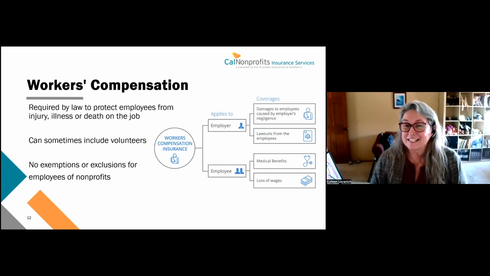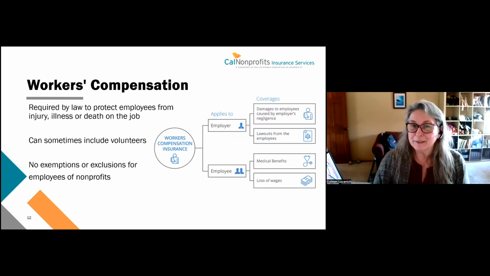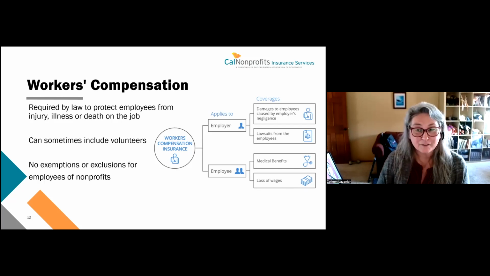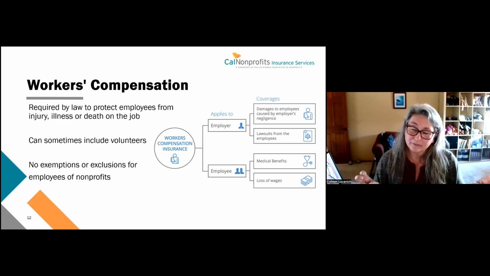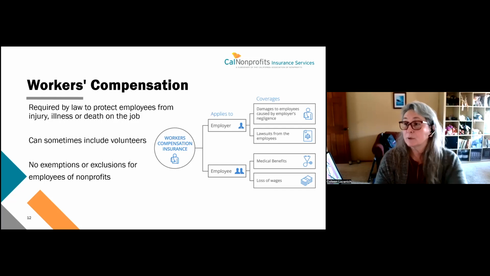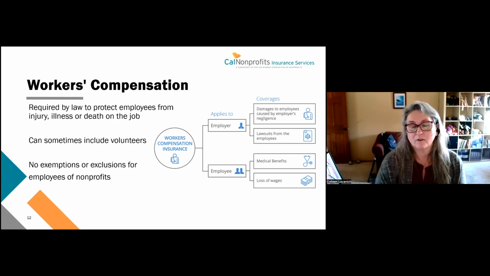Workers' compensation is required by law to protect your employees from injury, illness, or death on the job. It can sometimes include volunteers. It is an expensive way to cover volunteers for their injuries. What can happen if you want to cover volunteers is you have to assign a salary equivalent value to them. It has to be actual for the job that they're doing for you. And if you do include volunteers, you can't just include some, you have to include all of them. And so it can become a very expensive way to cover volunteers.